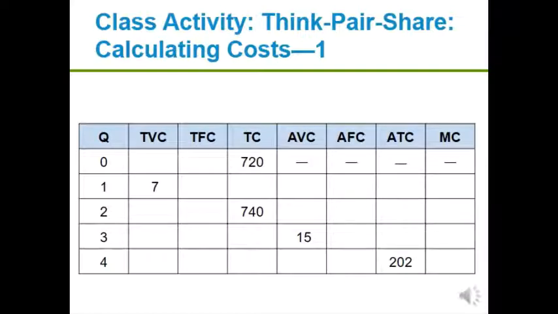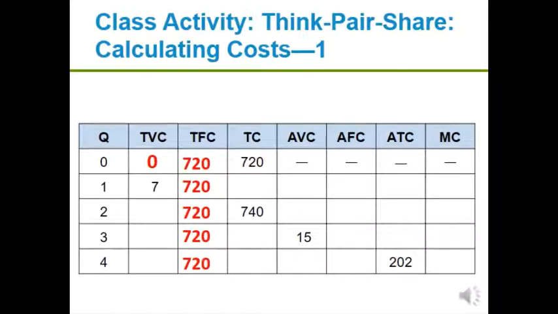When quantity is 0, we're not going to have any variable cost. Why would you hire workers to produce nothing? But we do have a total cost in that TC column. That total cost represents all of our fixed costs. Our fixed costs we have to pay even when we're not producing. Our fixed costs in this case are $720. And since fixed costs don't vary with output, our fixed costs are always going to be $720.